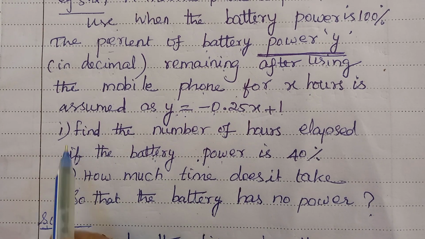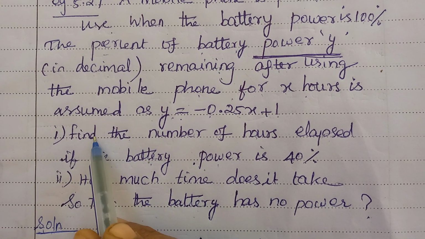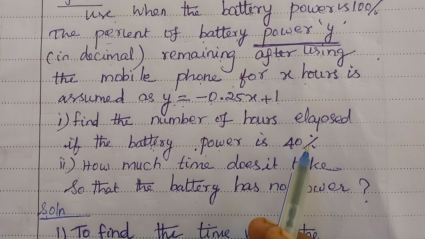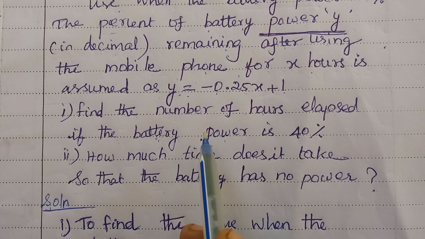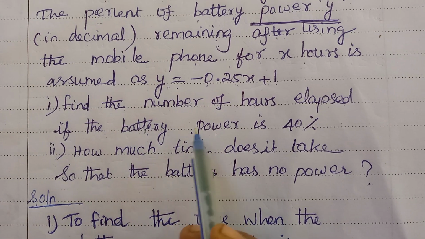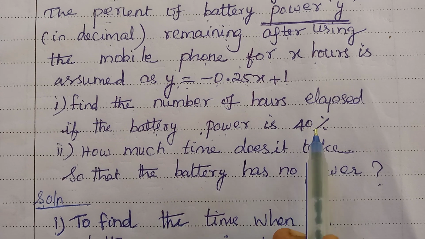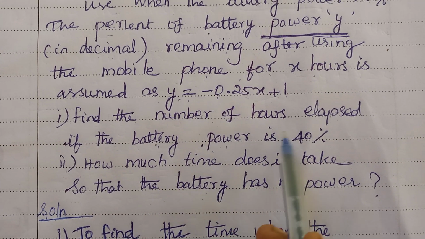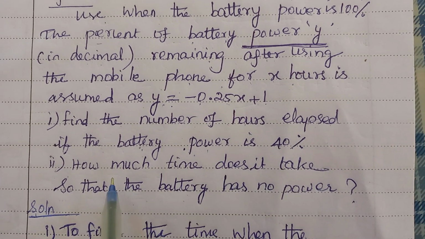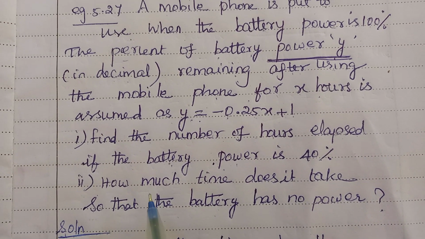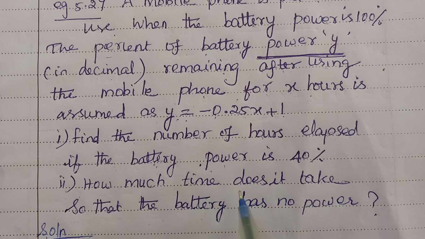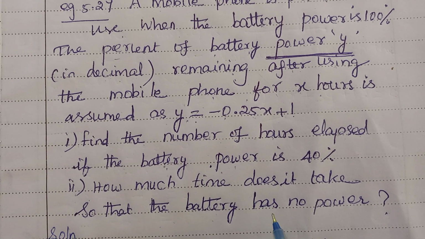It is the linear equation. We have two subdivisions to find. First one is to find the number of hours elapsed if the battery power is 40%. Initially there is 100% power. To bring it to 40%, how long will it take? So time needs to be found out. Y value is given, X we have to find. The second one: how much time does it take so that the battery has no power? Here also time only we have to find, means X.